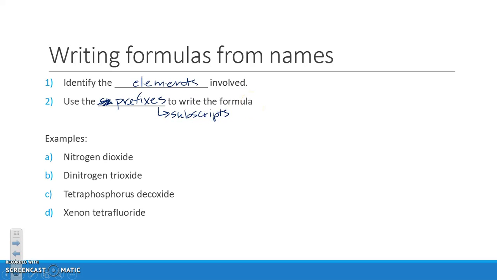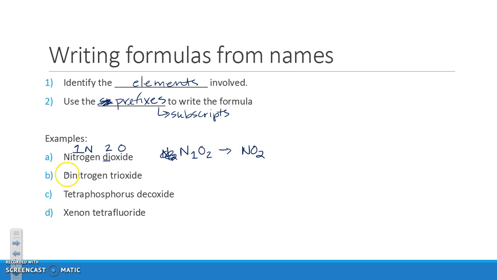Okay, so what does that mean? Well, nitrogen dioxide. How many nitrogens do I have here? I have 1 nitrogen. Di means 2, oxide means oxygen. So this would be N1O2. Do we write ones? No. So we write it as NO2.